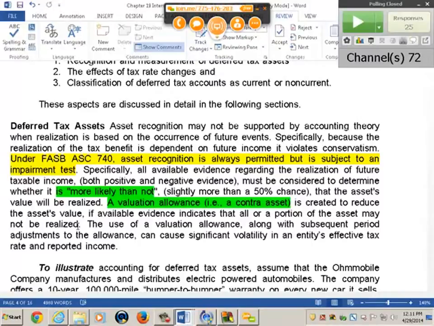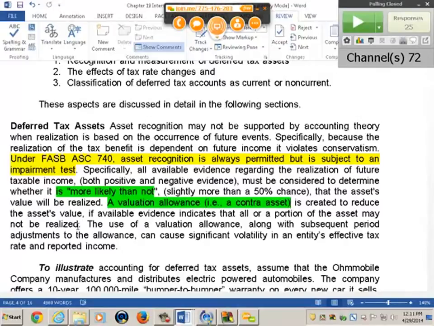Now, what if management says, oh, you know what? Made a mistake. Last year we thought we weren't going to get the income. Now we project that we're going to get the income. What's going to happen? To reduce the allowance, what would you do? You would debit the allowance account and you credit tax expense. So you basically increase net income by changing the allowance.